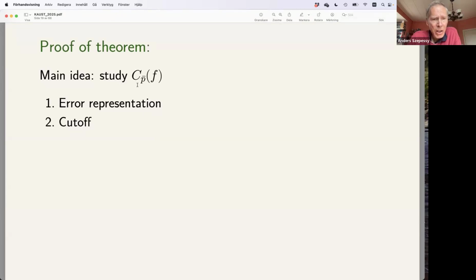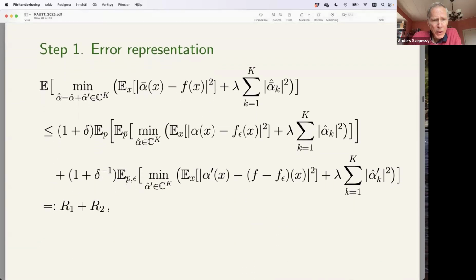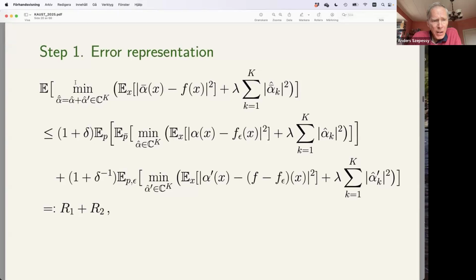So as I have mentioned, we want to study the constant, which is related to the Fourier transform divided by the density. And the first step is to have a representation of the error and then use the cutoff. So what we want to estimate is the generalization error here.